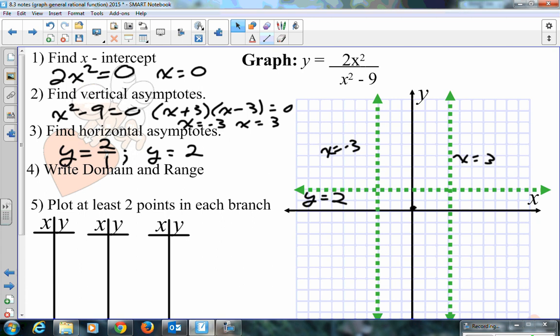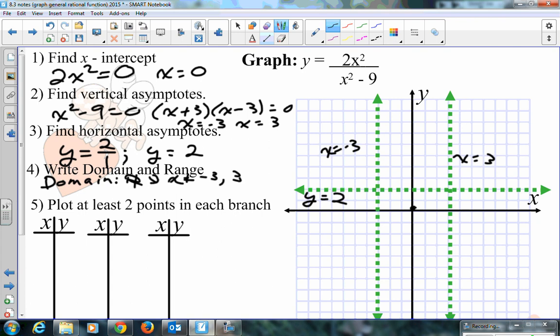Okay, now let's look at the domain here. The domain is going to be, well, let's see, it's going to be all real numbers such that x is not equal to negative 3 or 3. So that's my domain. That divides my graph into 3 branches, and I'm going to want to plot some points in each branch.